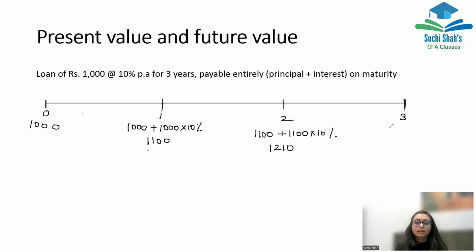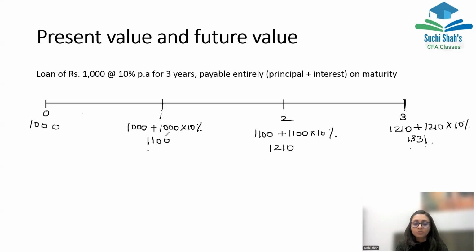1,210. And now year 3, okay, now principal is 1,210 for the third year. So 1,210 plus 10% on 1,210. That comes to 1,331. So finally, at the end of year 3, I will have to pay you 1,331. Yes. So now let us see how we arrived at these numbers.